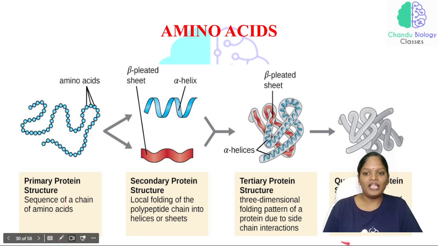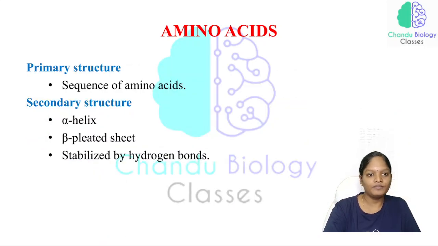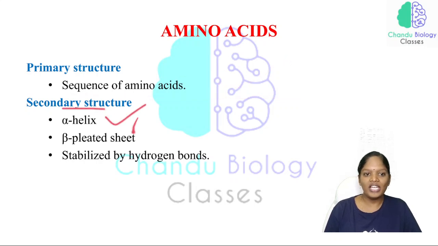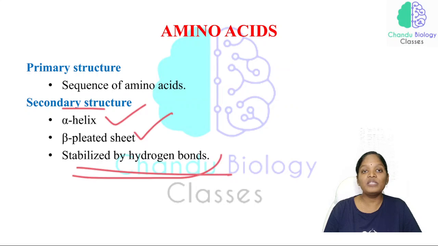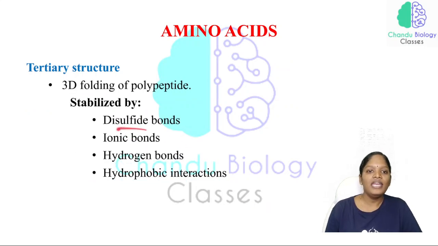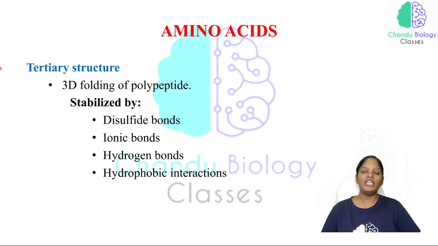So the same thing but with different pictures, so that it will be a little bit clearer. Kindly have a look at that. The same thing: in the primary structure, there will be the sequence of amino acids. In the secondary structure, alpha helix and beta pleated sheet, and it will be stabilized by hydrogen bonds. This can be expected in the question. And see, the 3D view of a polypeptide will be exhibited only in the tertiary structure. And what are the bonds? Hydrogen bonds stabilize the secondary structure.